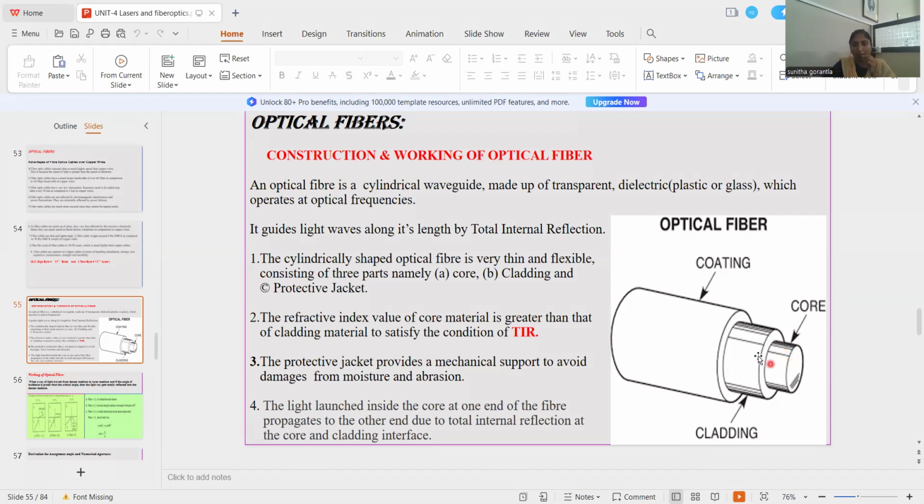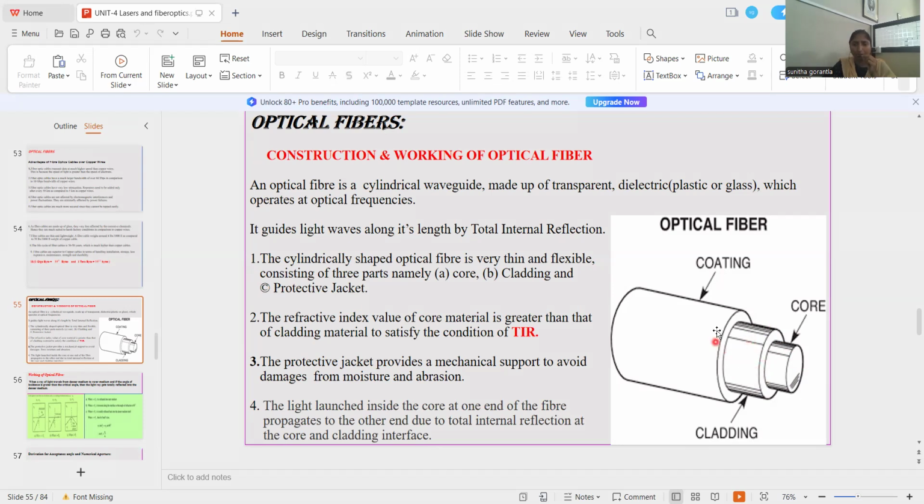The core is surrounded by the second layer, which is called cladding. The refractive index of the cladding is N2, and the thickness of the cladding is 125 to 200 micrometers.